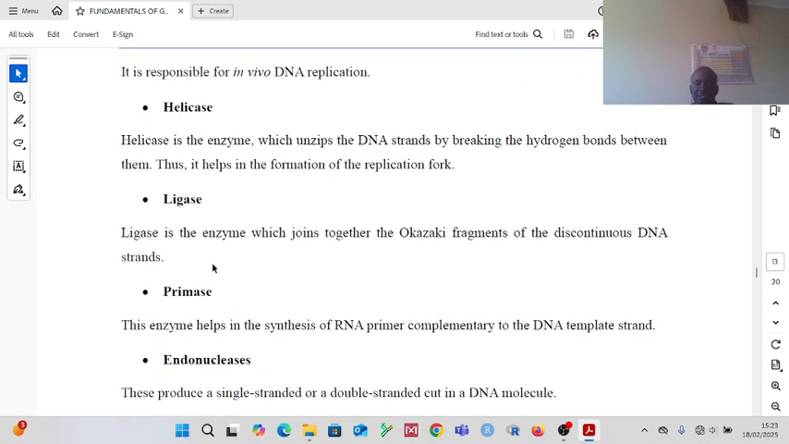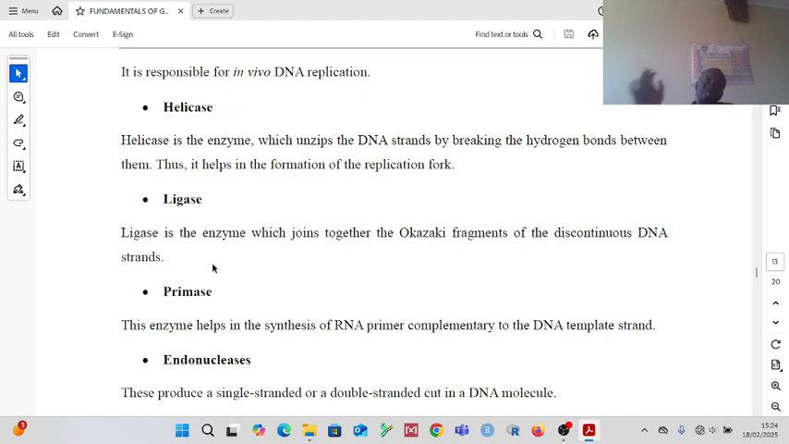We talk of the helicase, which is the enzyme that unzips the DNA strand. It does that by breaking the hydrogen bonds, which helps in the formation of the replication fork. We have the ligase, which is the enzyme that helps in joining the Okazaki fragments of the discontinuous DNA strand. Okazaki fragments are formed on the lagging strand.